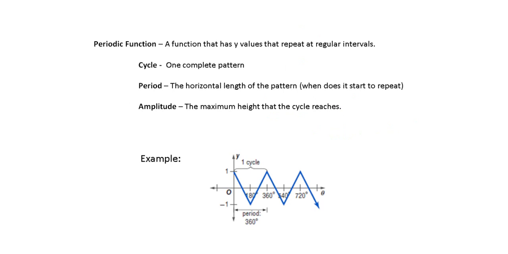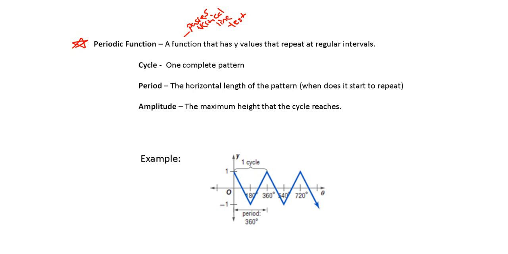Alright, here's the new stuff. Today we are going to start talking about what we call periodic functions. A periodic function is a function, so it passes the vertical line test. You guys remember the vertical line test for functions? That means there are no x values that go to more than one y value.